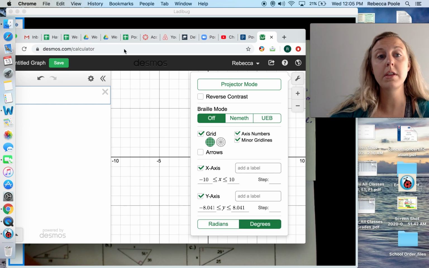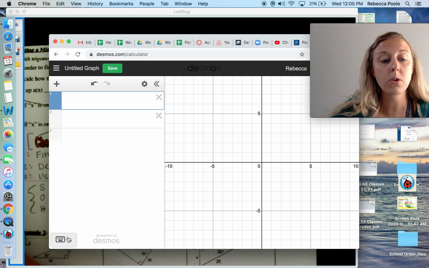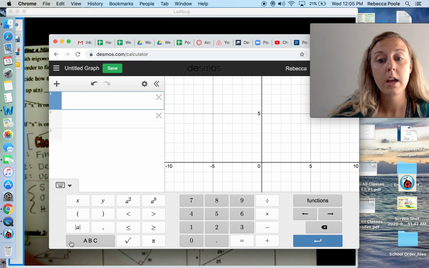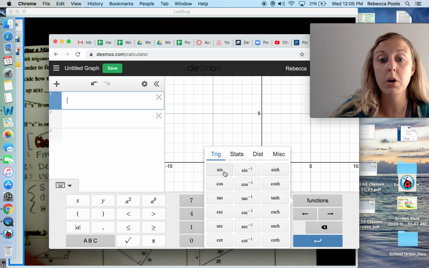All right, so then let me just show you on Desmos before we move to our examples. When you click on the keypad, if you go over to functions and click on that, then the first thing that pops up is trig functions. So we're going to be using sine, cosine, and tangent here in Desmos, okay? All right.